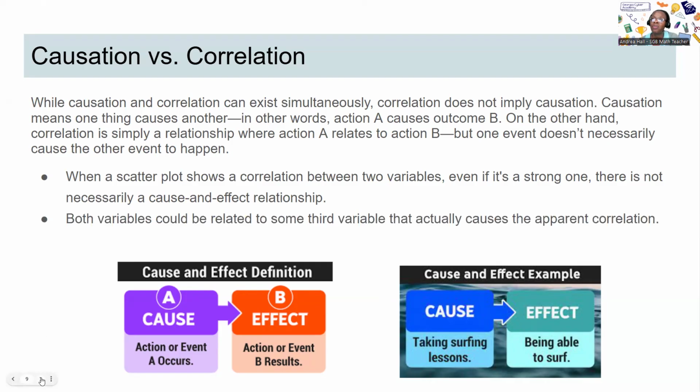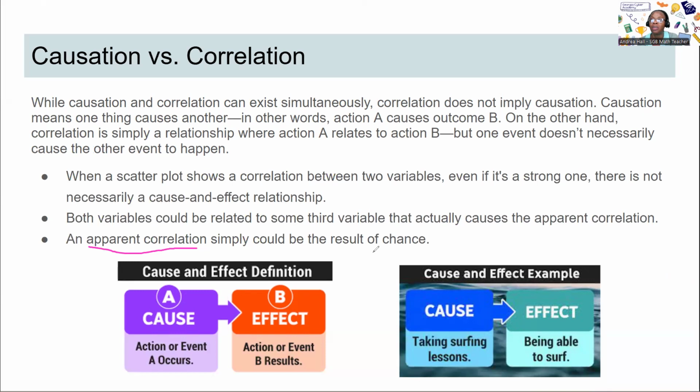Both variables could be related to some third variable that actually causes the apparent correlation. An apparent correlation simply could be the result of chance, okay? So you don't have to write all of this down, but an apparent correlation could be the result of chance. Both variables could be related to some third variable. Just because it's correlation doesn't mean it's causation. That's what we need you to understand.